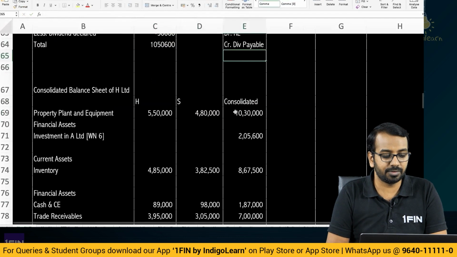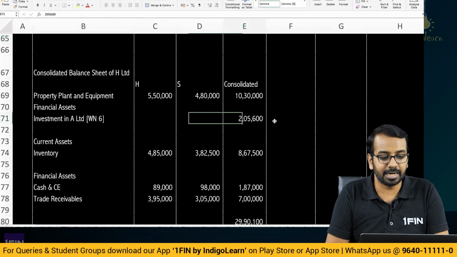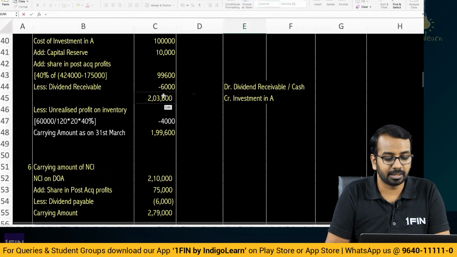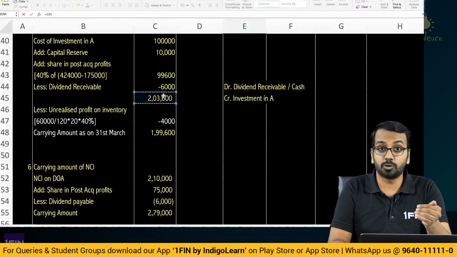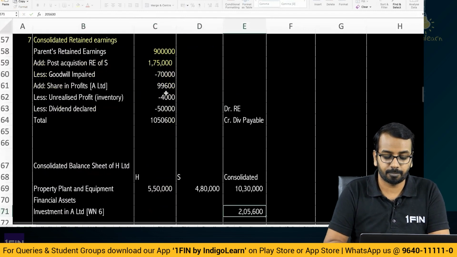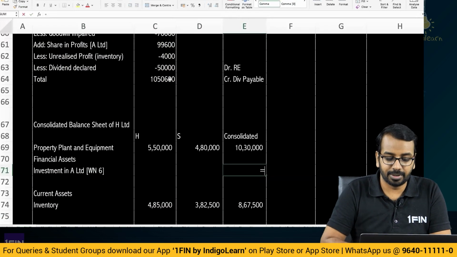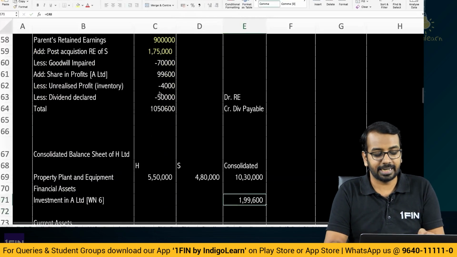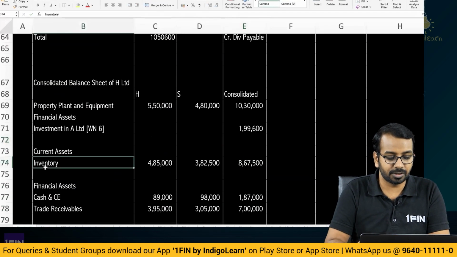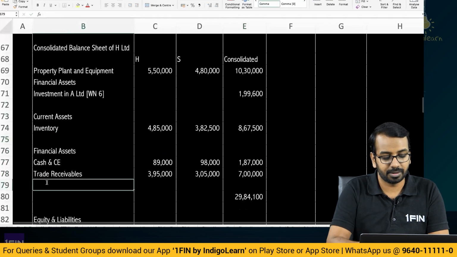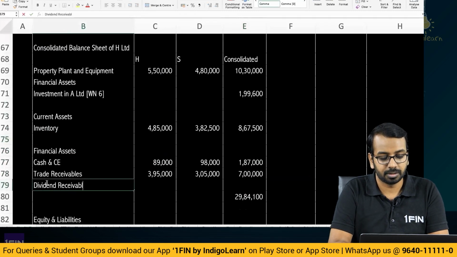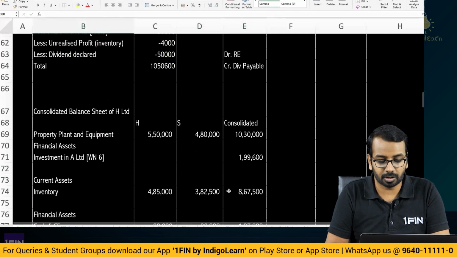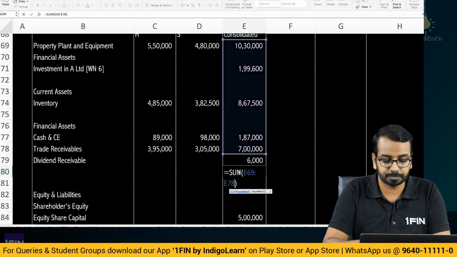Now where will we adjust each of these in the balance sheet? See, investment in A Limited will be coming down to 2,03,600. Now when I am reducing this to 2,03,000, investment in A Limited will come down to 1,99,600. When I am reducing it to 1,99,600, there is a current asset which is financial asset receivable. How much? 6,000. Okay.